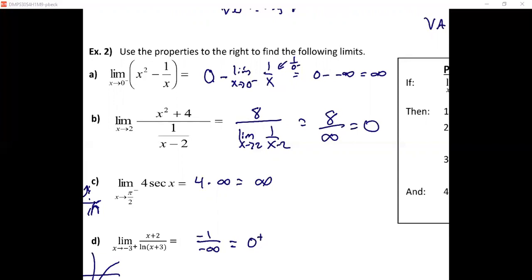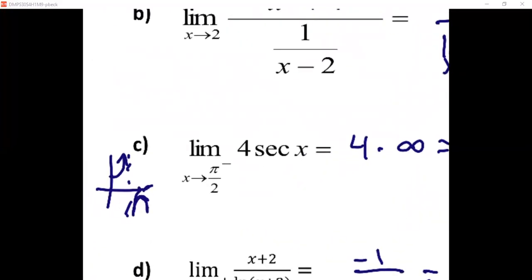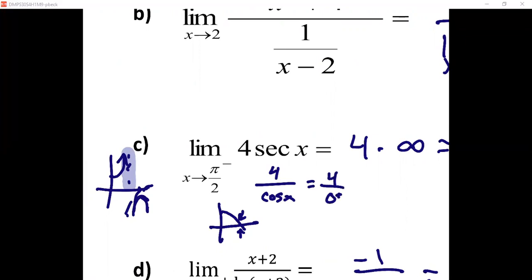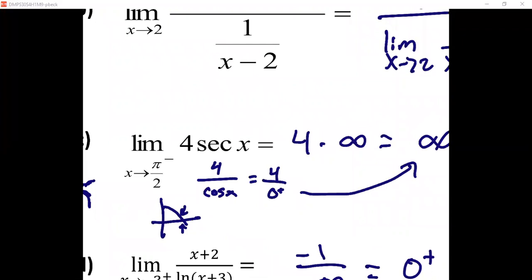For part C, we could look at the graph of secant as x approaches pi over 2 from the left side, then it should go to infinity. One way that students also like to see this, because they don't always remember the secant graph, is 4 divided by cosine of x. If we take a look at the graph of cosine of x, as x approaches pi over 2, then cosine of x approaches 0 from the positive side. So this is really saying 4 over 0 from the positive side, which is how we get to a positive infinity.